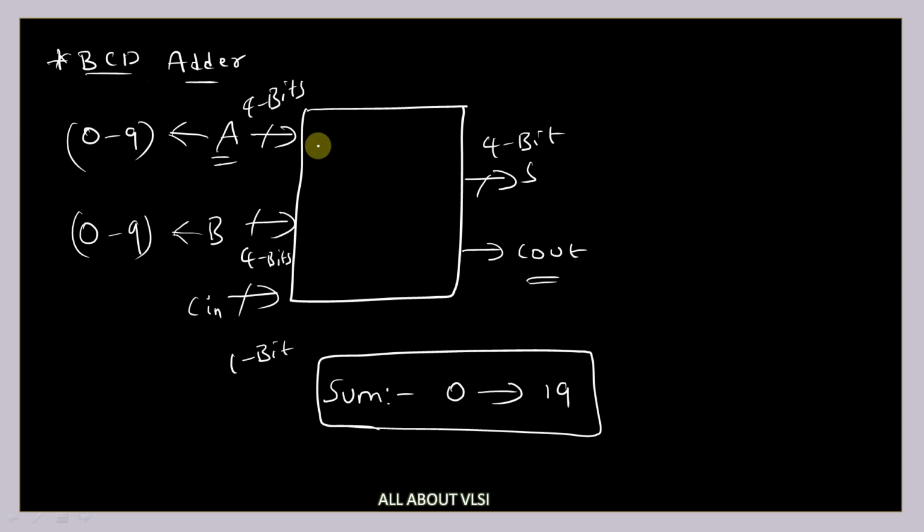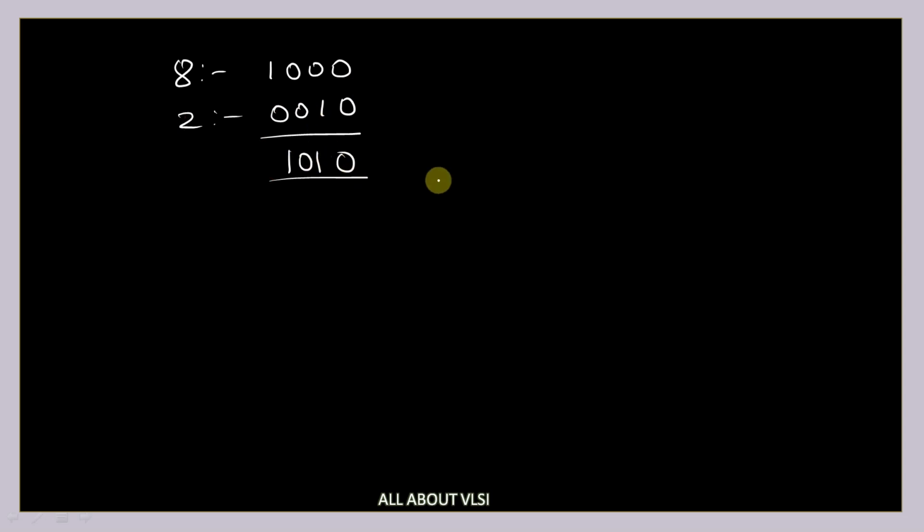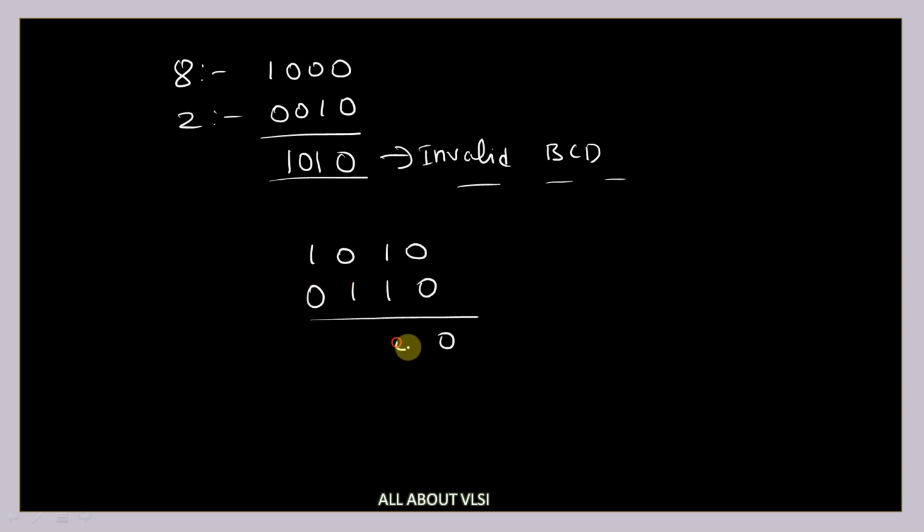Now, when we are performing BCD addition, for example, if we have number 8, which is nothing but 1 0 0 0, and if we have 2, that is 0 0 1 0, and we add them, we are going to get 1 0 1 0. But this is an invalid BCD number. If we get any invalid BCD code, what are we going to do? We are going to add +6 to make it a valid code, 0 1 1 0. So this is our valid BCD code.